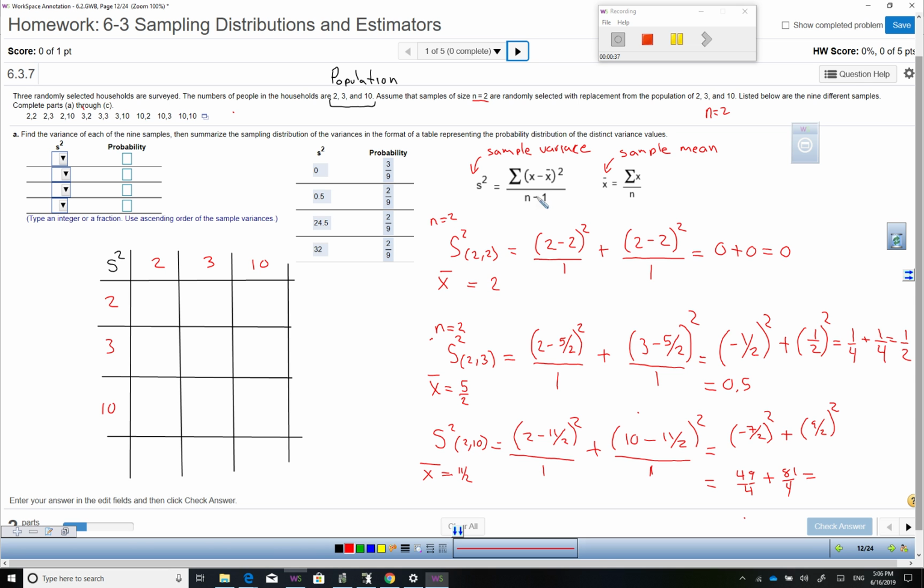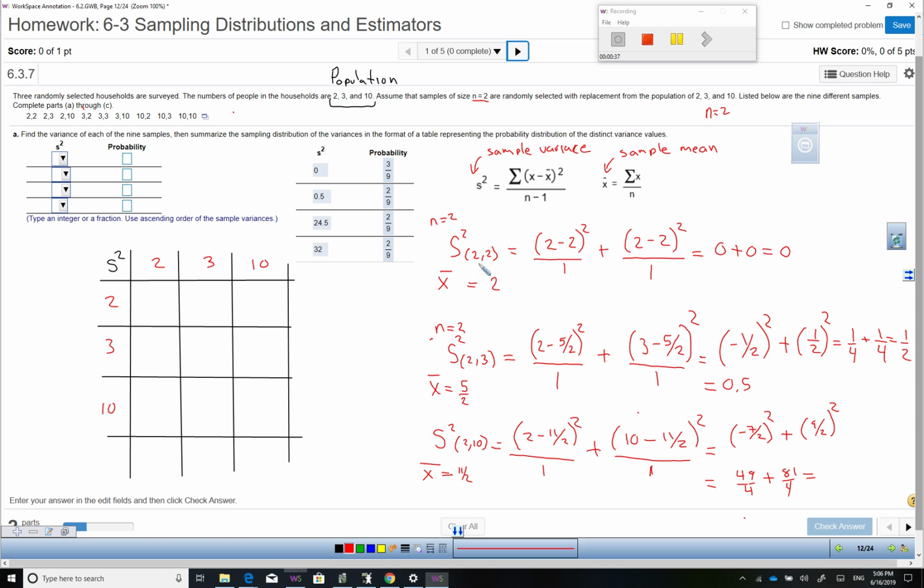This is the formula for the sample variance. Notice that S squared stands for sample variance. This symbol X bar represents the sample mean.